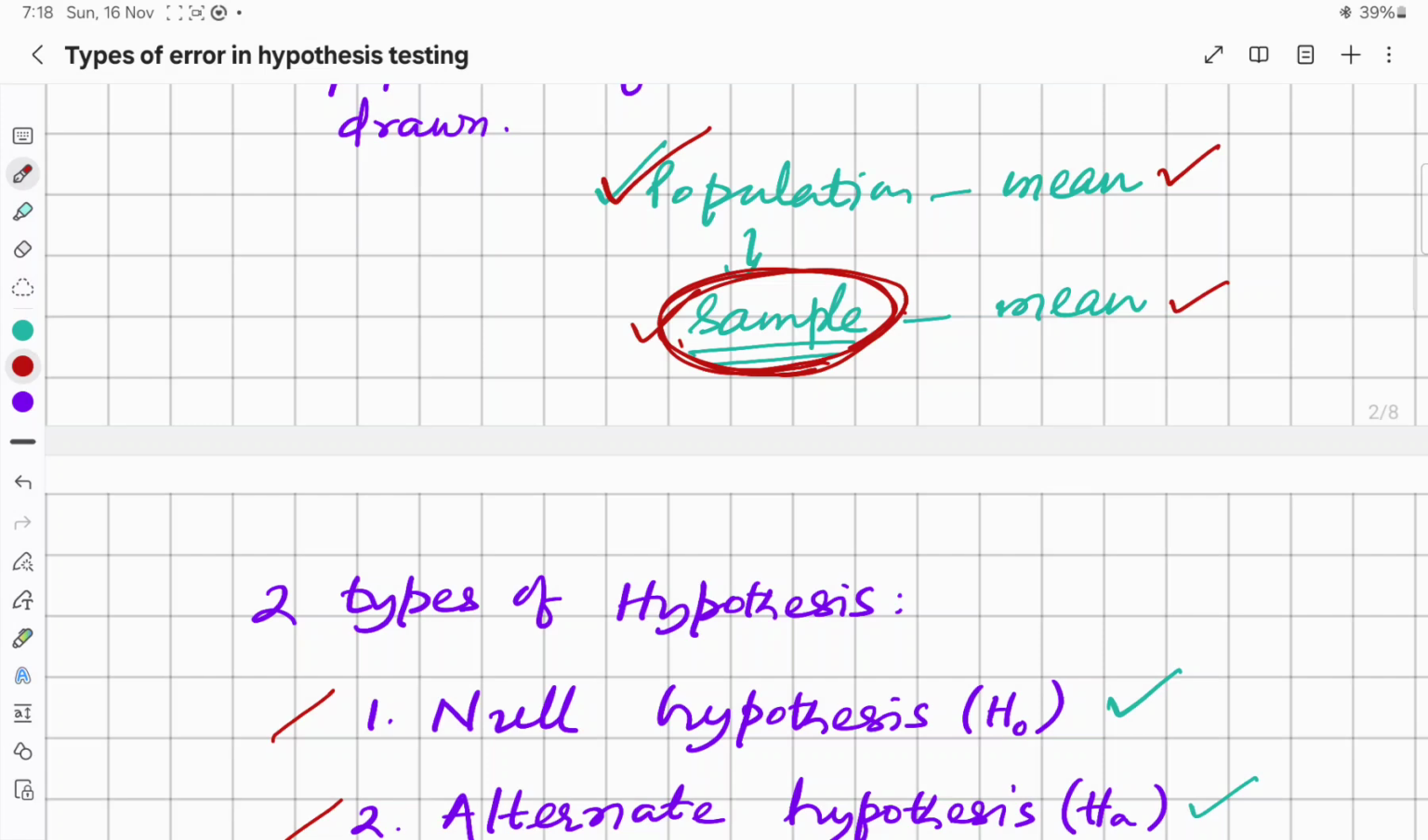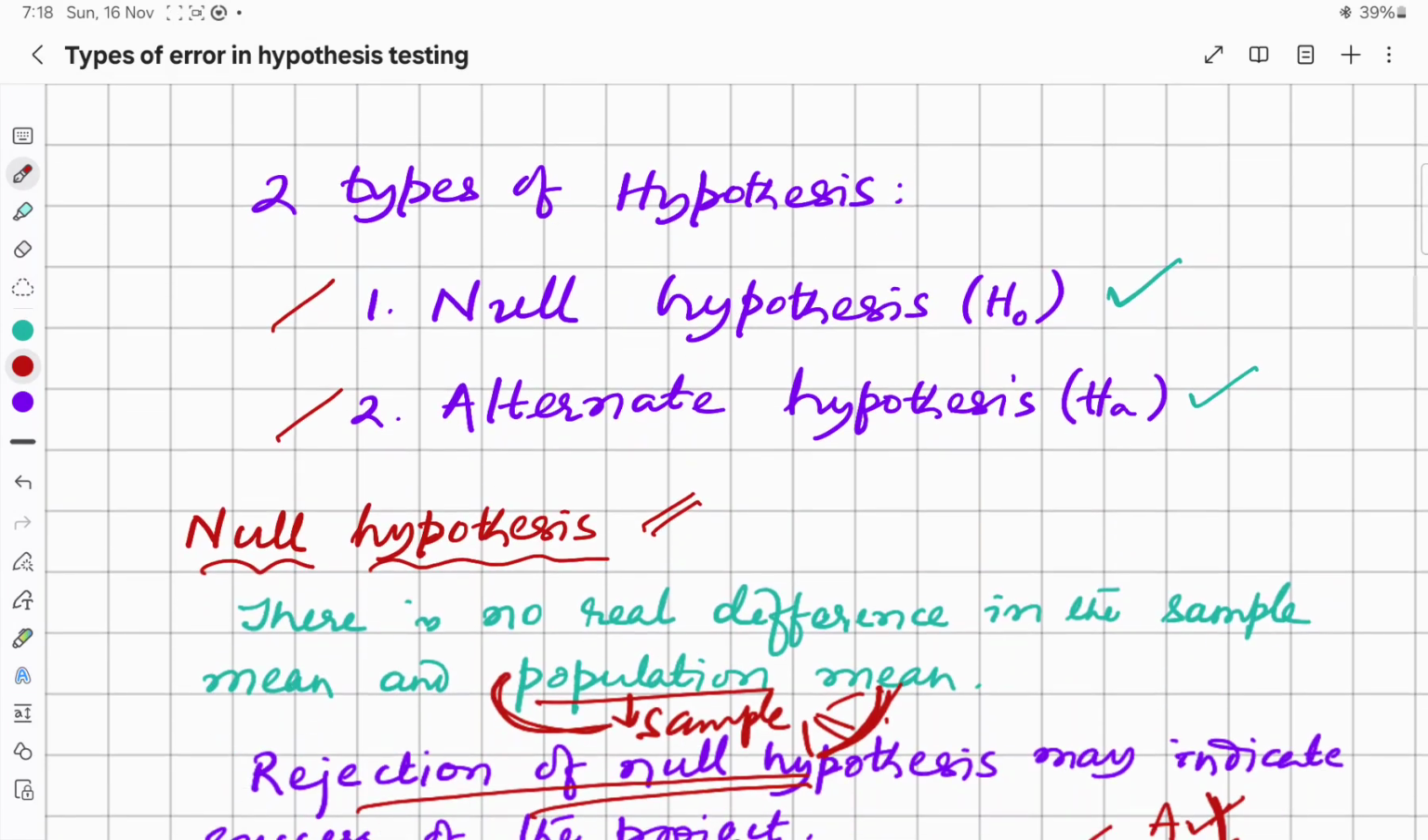So if we again divide the sample into different groups, say we have divided them into 4 groups, A, B, C, D. In null hypothesis, we assume that there is no difference between the mean of different groups. In alternate hypothesis, we assume that there is a difference between the mean of different groups. This is the basic difference.